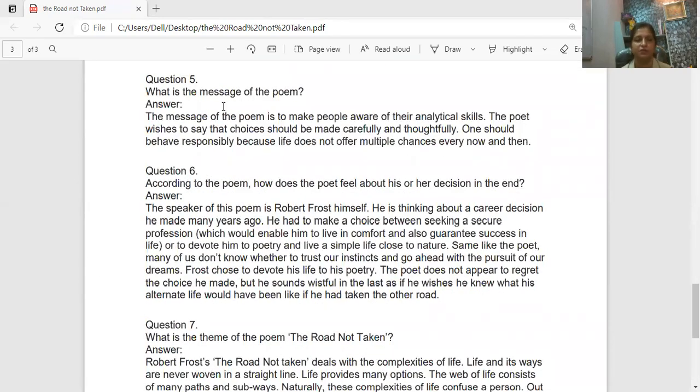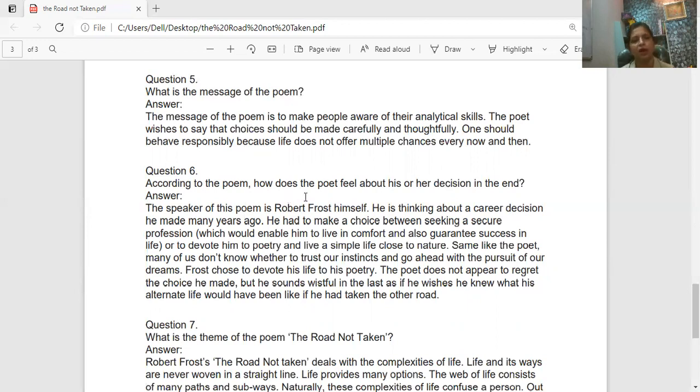What is the message of the poem? The message of the poem is to make people aware of their analytical skills. The poet wishes to say that choices should be made carefully and thoughtfully. One should behave responsibly because life doesn't offer multiple choices, multiple chances every now and then.